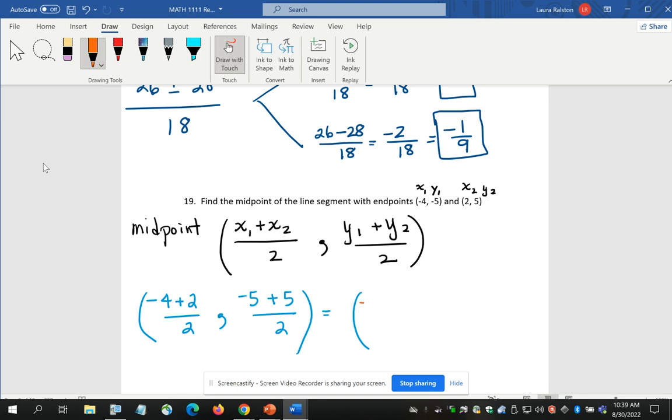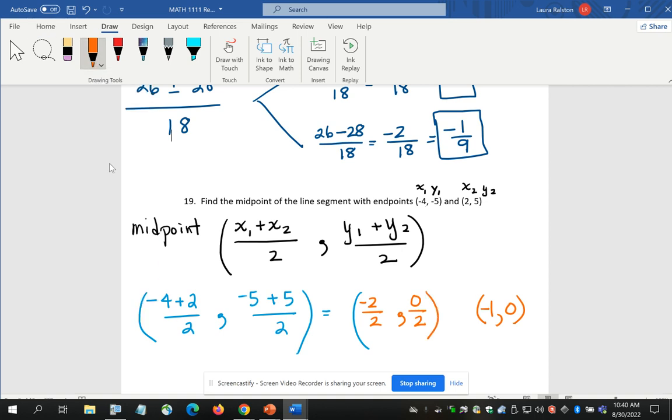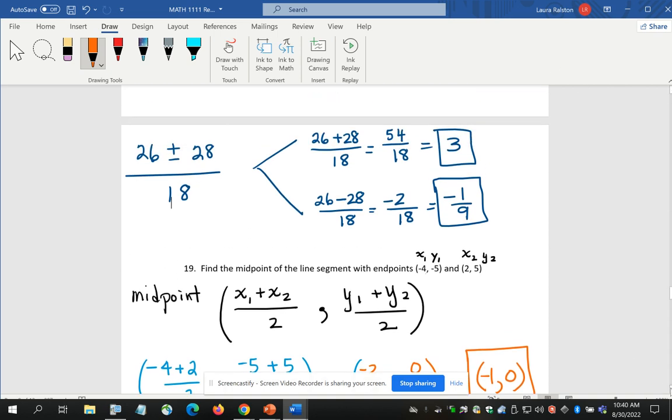-4 plus 2 is -2 over 2. -5 plus 5 is 0 over 2. So ultimately, -2 over 2 is -1. 0 over 2 is 0. So the ordered pair that represents the midpoint is -1, 0. It's a straight flat out formula substitution. You are allowed to use your notes, so I would make sure that you have that formula handy.